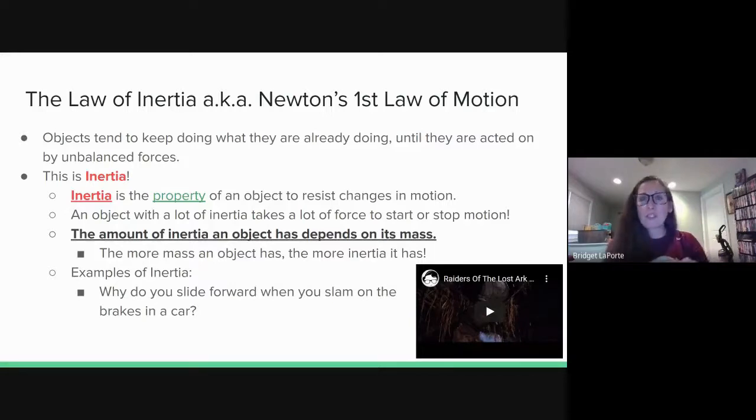Think now, as we transition and Ms. Case moves into talking about some other aspects of Newton's first law, think about another example of something exhibiting its inertia, its resistance to change in motion, and add that to your notes that you've already taken for this slide.